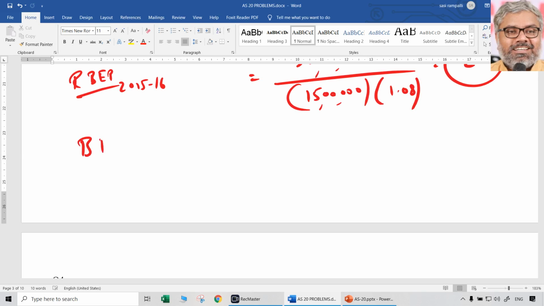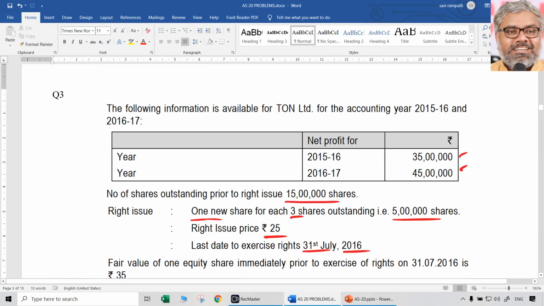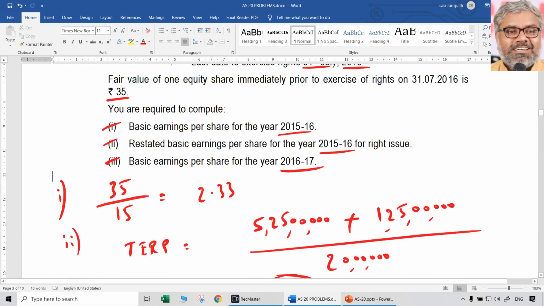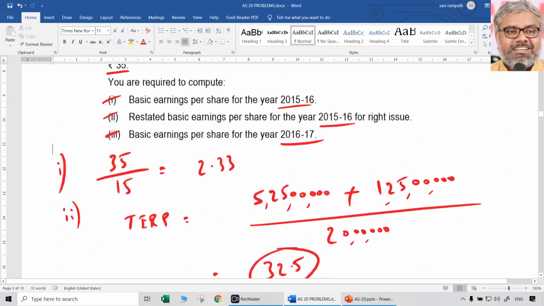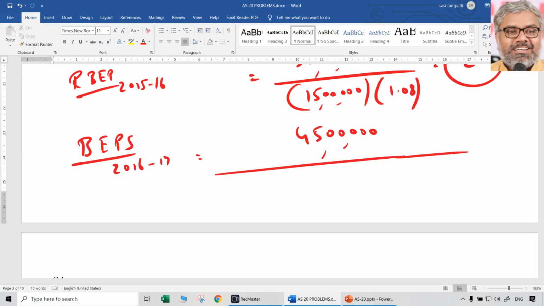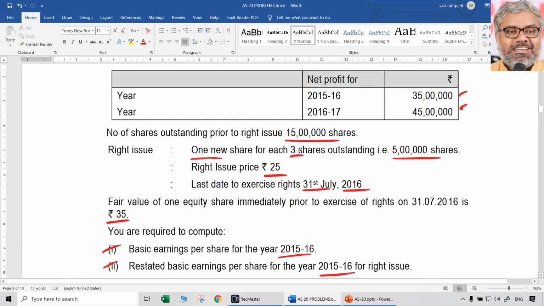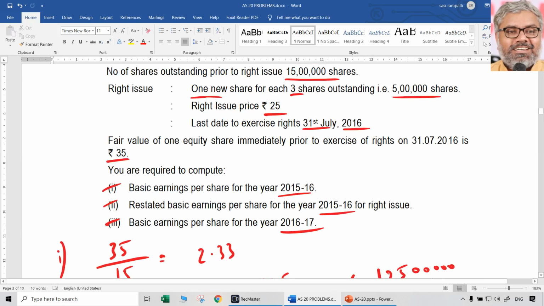Now basic EPS for 2016-17, the current year. For that, normal calculation only, but once again the weighted average has to be calculated carefully in the denominator. The numerator is clear for 16-17, 45 lakhs. So here the numerator is very direct, 45 lakhs. The denominator has to be calculated. All these things you have to show separately, not directly in the formula. Write the formula, show the calculations, then substitute. 45 lakhs numerator divided by.